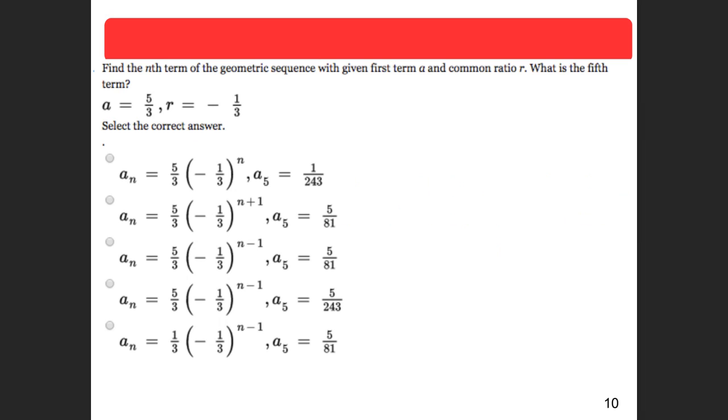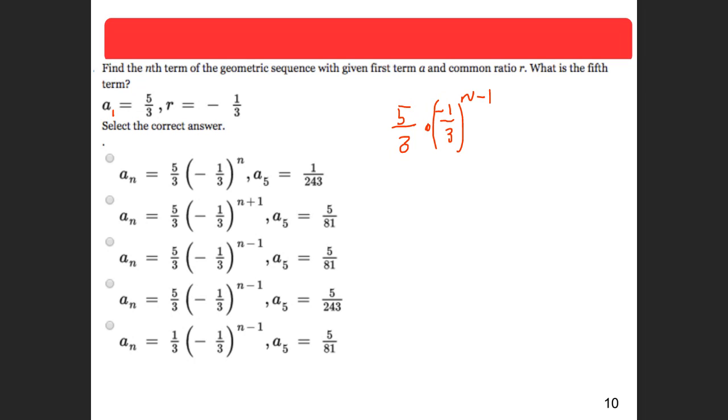How about this one? It says find the nth term of the geometric sequence with the given a and common ratio. What is the 5th term? Okay, so this is really a1 here. So in order to write an equation, it's the first term times the ratio to the n minus 1 power.